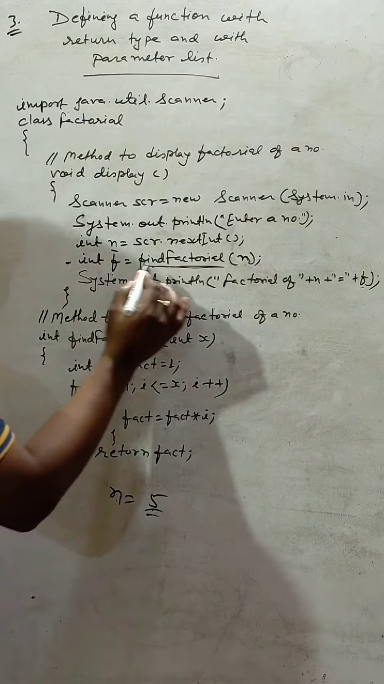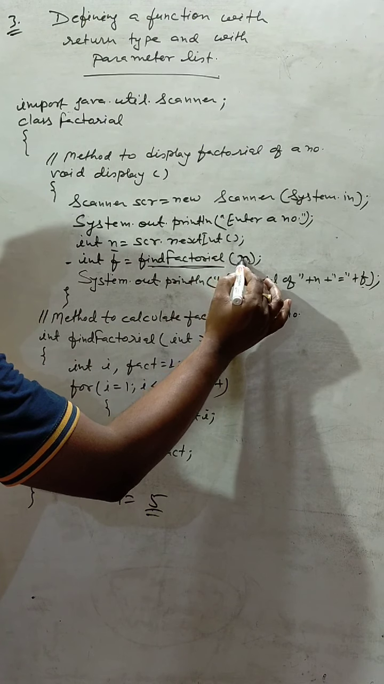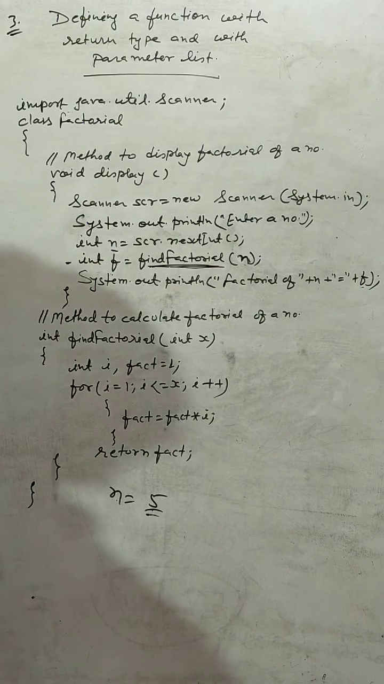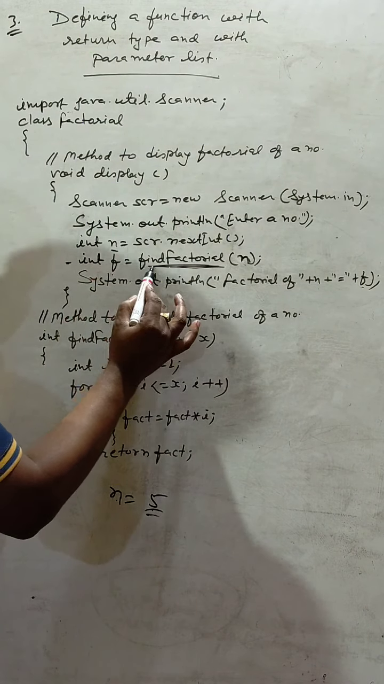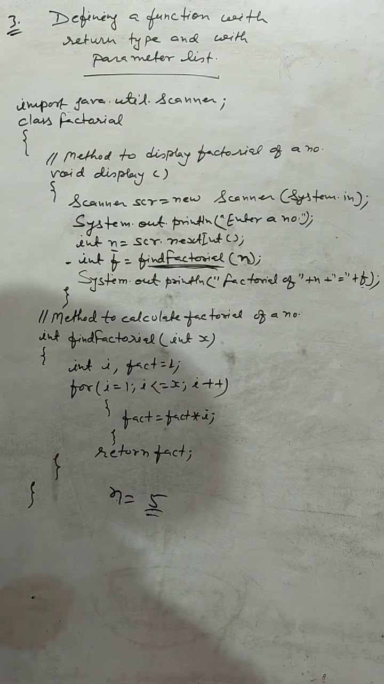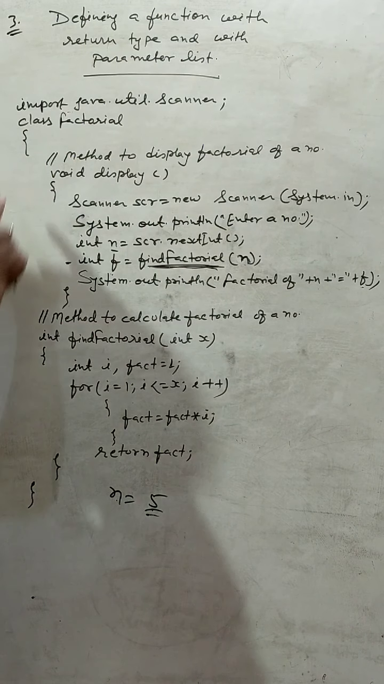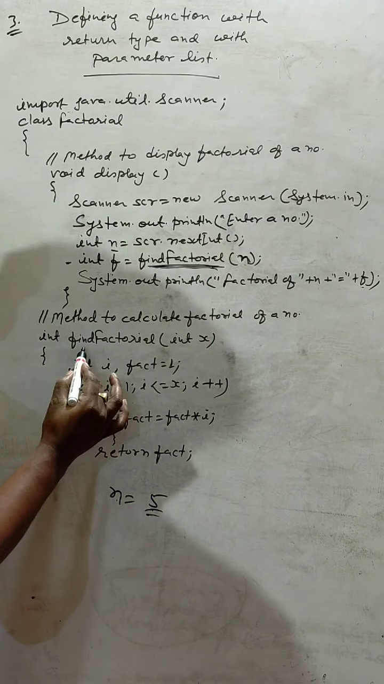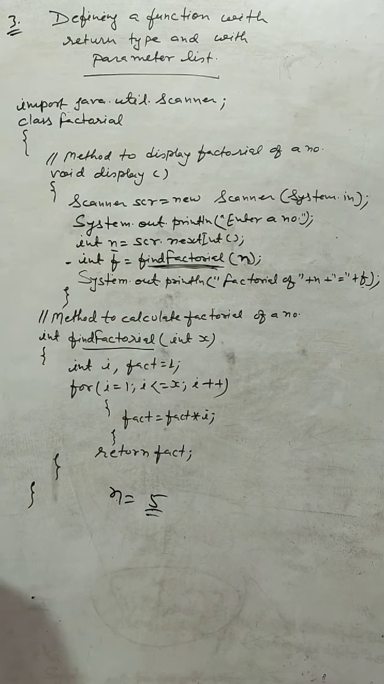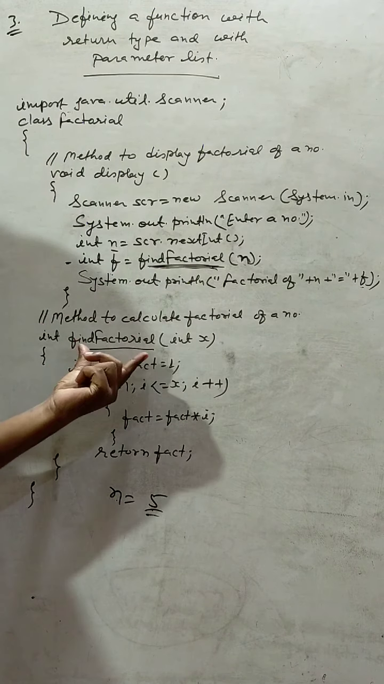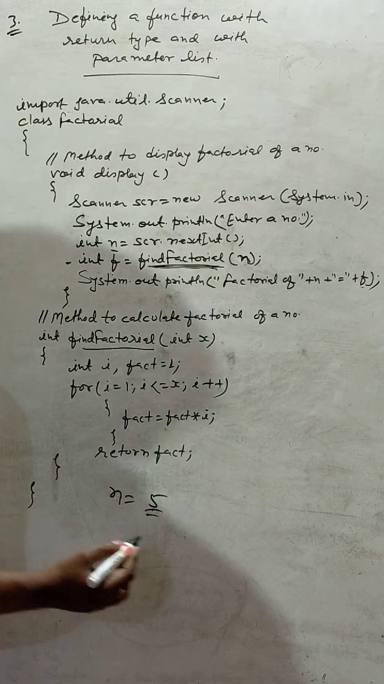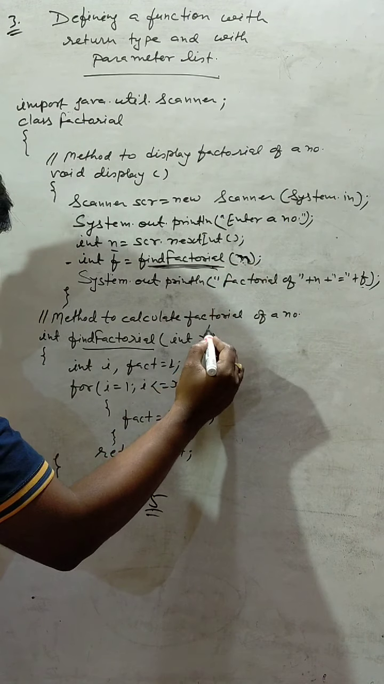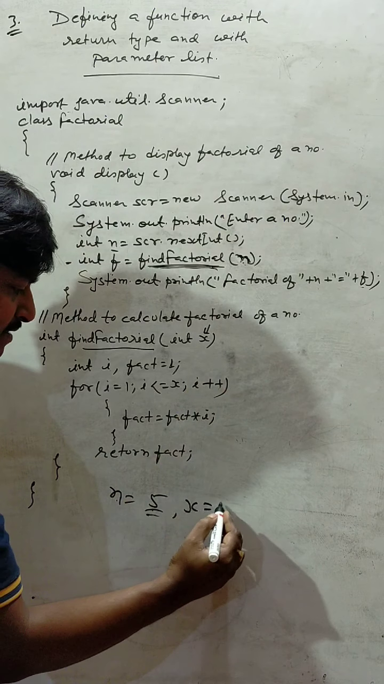But when we pass the value n in the function find factorial, what is happening here? The control of the program searches for the function find factorial in this class. Okay, here it is, find factorial int x. The value stored in n is transferred to x. Therefore, the value of x is 5.